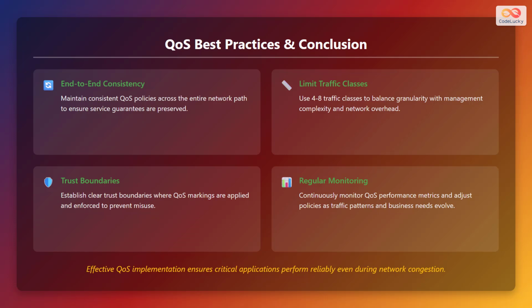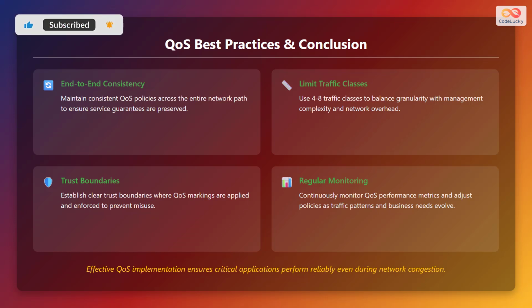Let's go over some quality of service best practices. First, maintain end-to-end consistency. Maintain consistent quality of service policies across the entire network path to ensure service guarantees are preserved. Next, limit the traffic classes.